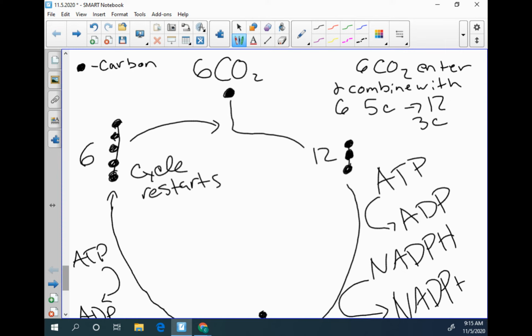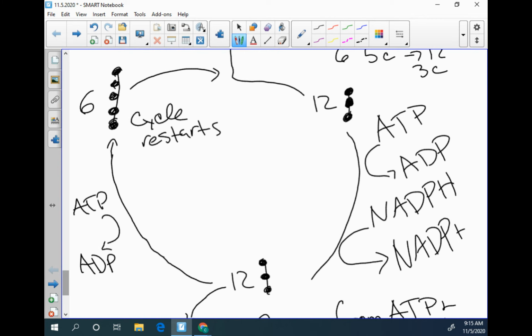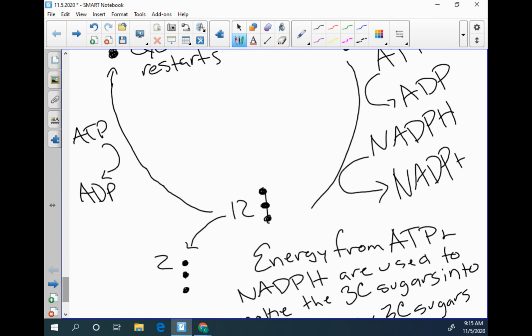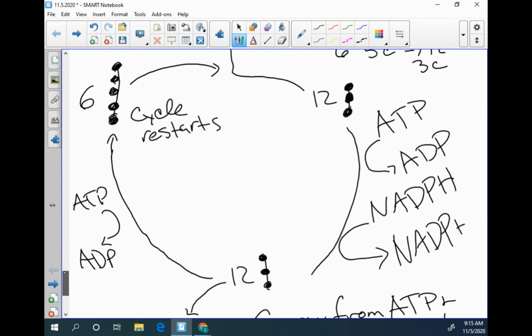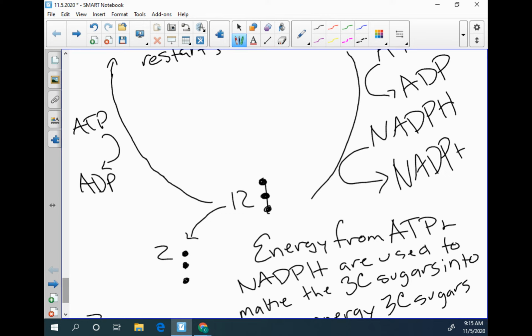So, carbon dioxide will enter and we will use all of the ATP and NADPH that we made in the light reactions to keep transforming and transforming and transforming our carbon molecules. We'll get 2 out, but the rest will have to go back in to restart the cycle. We've officially converted energy from the sun into sugars by using that ATP and that NADPH to make these sugars that we can eat.